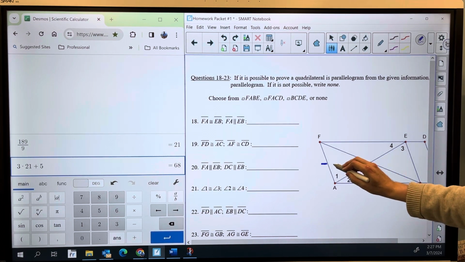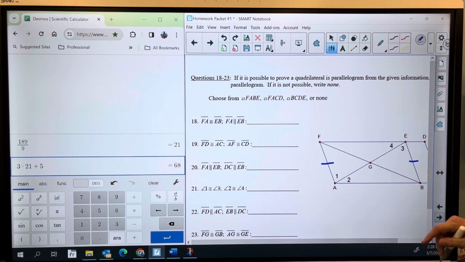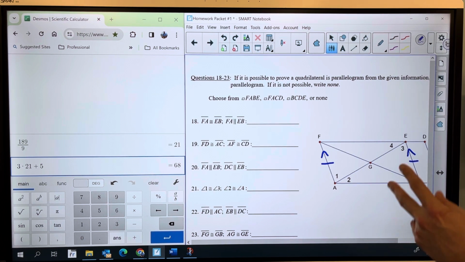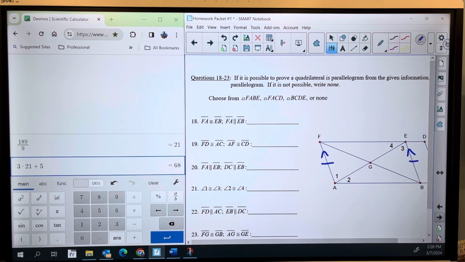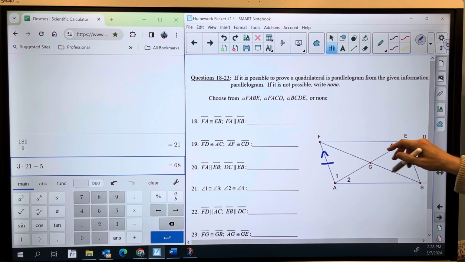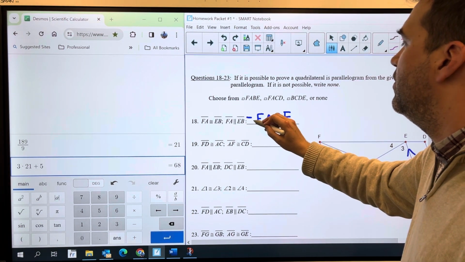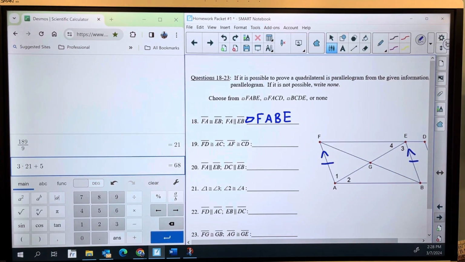So it starts off by saying FA is congruent to EB. All right, that's a good start because we got opposite sides that are congruent. And then furthermore, FA is parallel to EB. All right, a lot of good information from parallel lines. So because I've got that parallel and congruent, both things about one set of lines, it is enough to say it is a parallelogram, and that parallelogram is going to be, let's make sure I get these letters right, FABE.